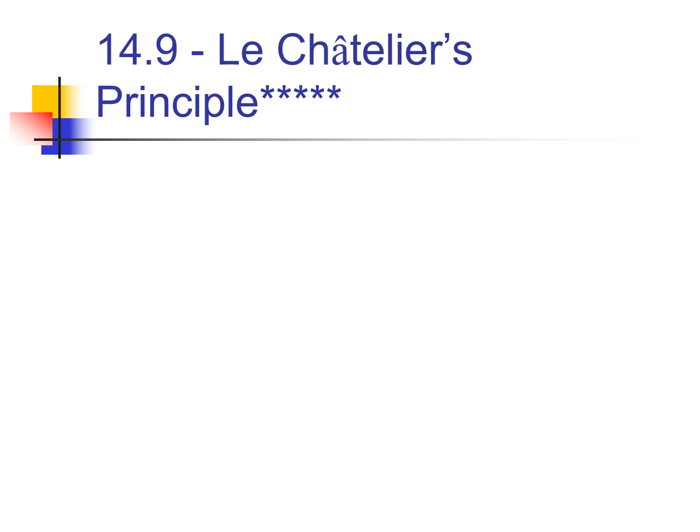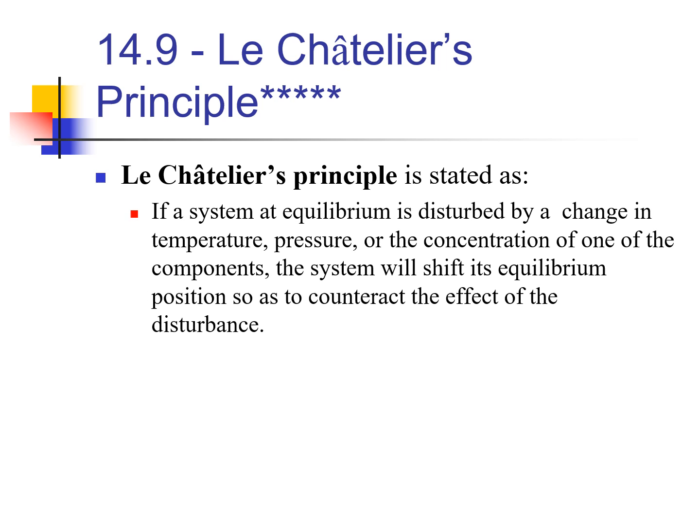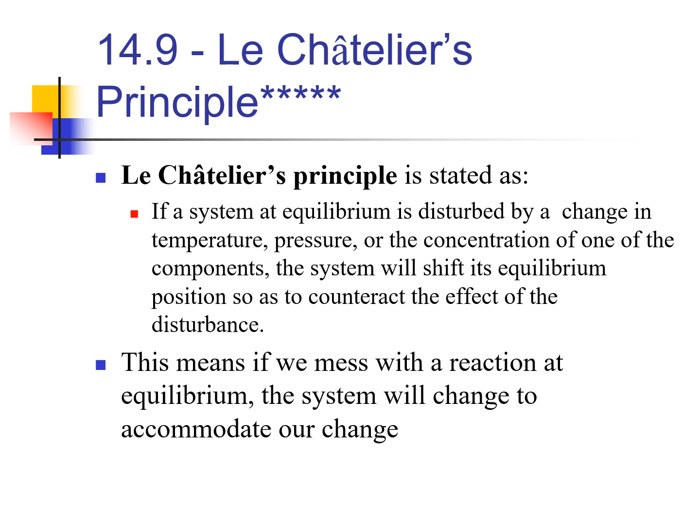Okay, we're in our last section of the chapter. We're looking at 14.9, Le Chatelier's principle, or Le Chatelier. Yeah, don't do that. Anyway, Le Chatelier's principle is a very conceptual chunk of equilibrium, very important. So it's officially stated as, if a system at equilibrium is disturbed by a change in temperature, pressure, or the concentration of one of the components, the system will shift its equilibrium position so as to counteract the effect of the disturbance. That's a lot of words not saying much.